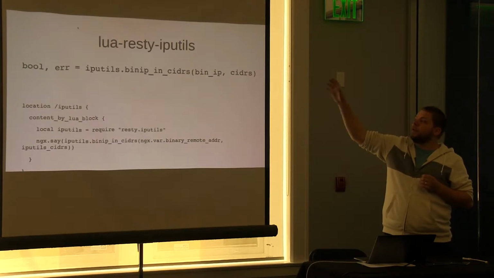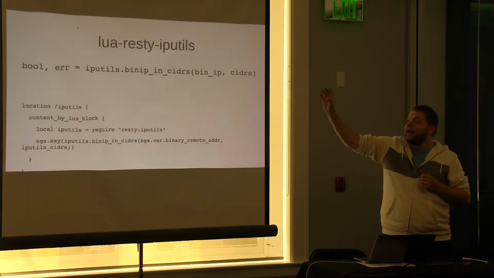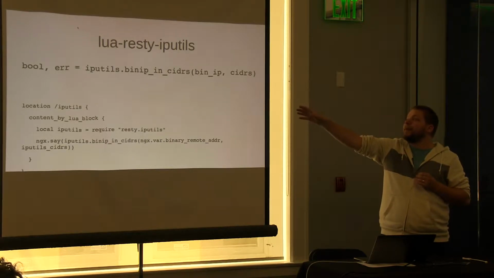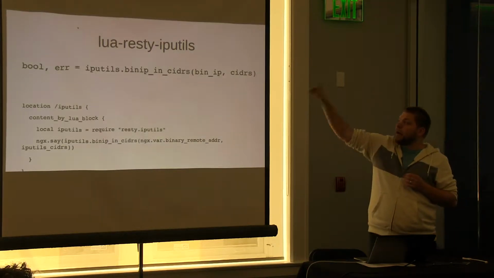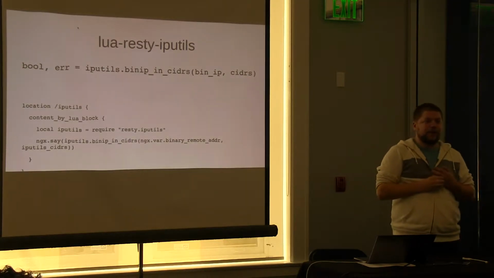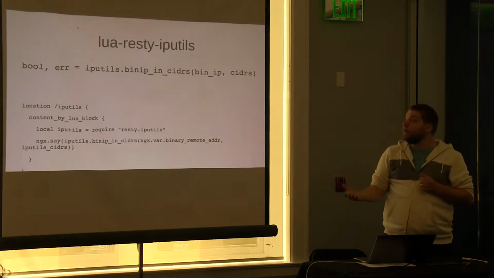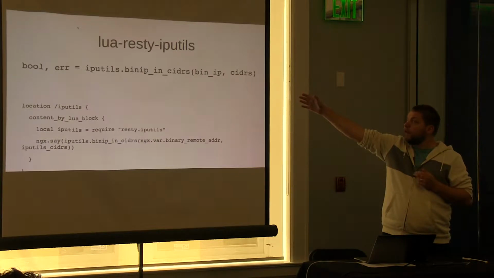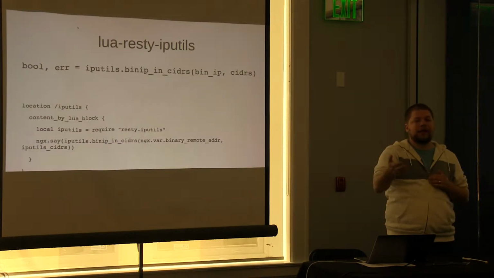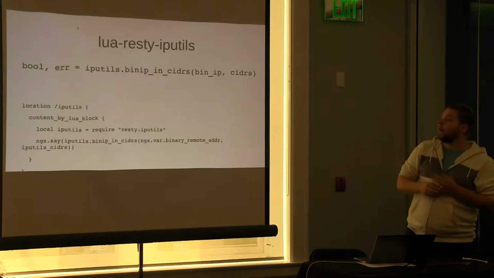Using lua-resty-iputils is very straightforward. There's a handful of functions to call, but the most efficient one is a function called binip-in-cidrs. You take a binary representation of the IP address, which is provided by the Nginx interface for you, and a list of pre-parsed CIDRs that would typically be fed in by either a recurring timer or an init by Lua or init worker by Lua block.